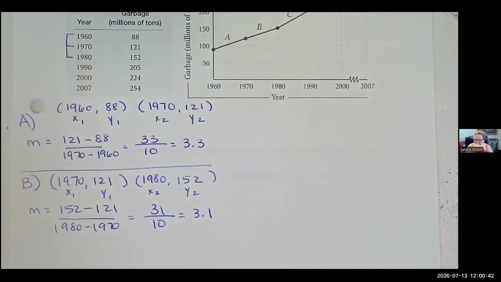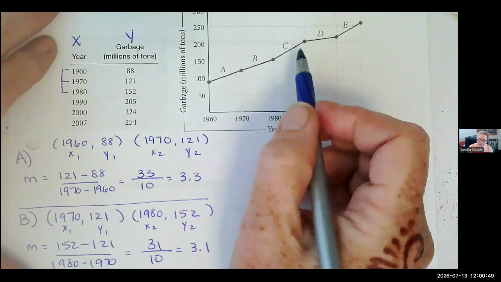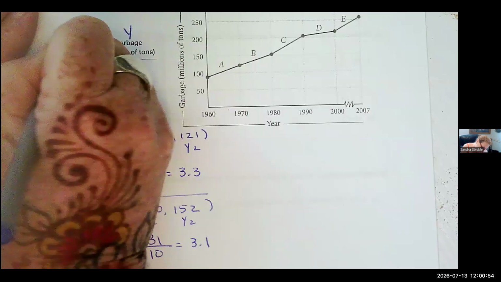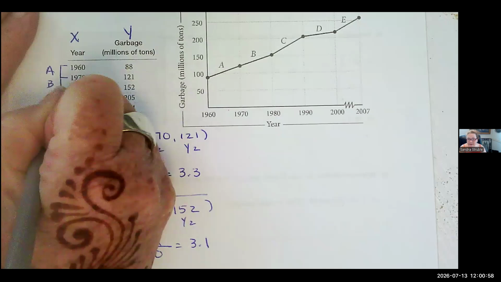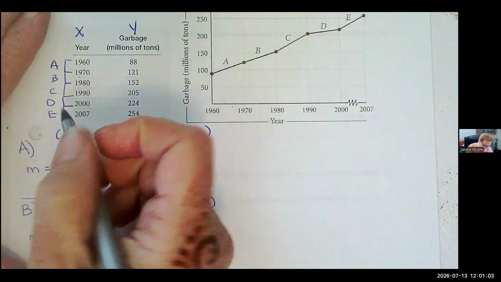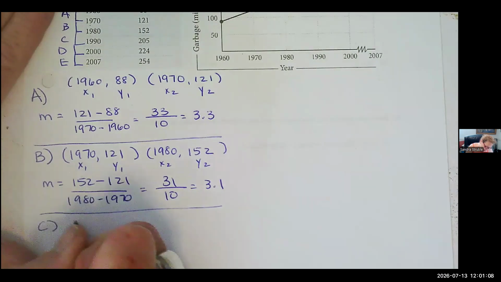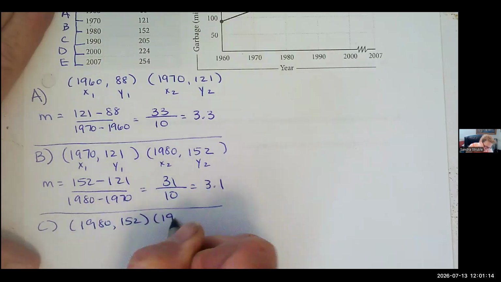In 1990, I'm sorry, C, pause the video and go do C now. You're going to have to use 1980 to 1990. This is A, B, C, D, and then E. So go ahead and do all of those if you'd like, and then come back to see how you did. For C, we have 1980, which was 152, and then 1990 had 205.